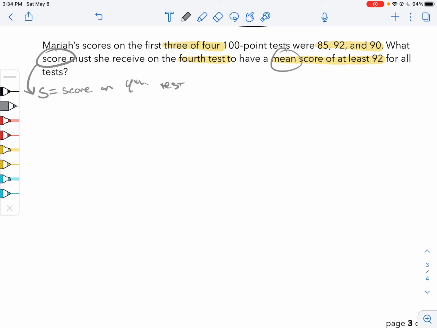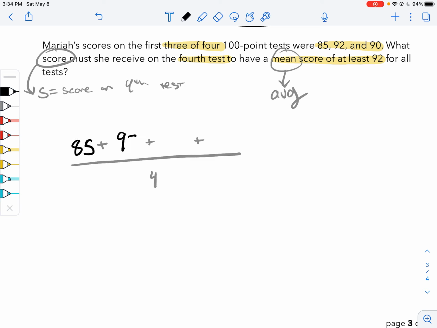We also need to know what the mean is. Remember, mean means average. So to average her scores, we're going to add them all up and then divide by how many we have. So her scores were 85, 92, and 90. And now the question is, what is her last score going to be? So we're just going to make that S. S for score, I guess. Now, she wants at least 92. So a 93 is fine. 100 would be great. Either way, these scores need to be greater than or equal to 92.